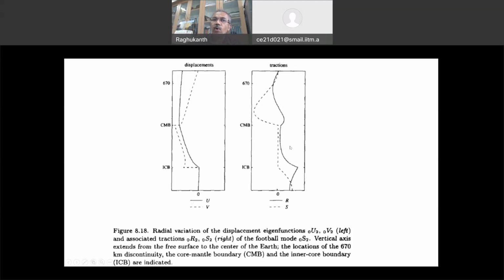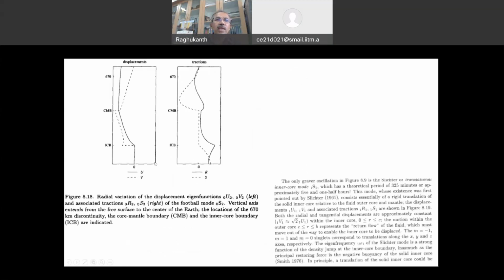Okay, for the football mode, it has been plotted also. I think for the football mode 0S2 has been plotted. So you can see the translation inner core boundary, of course, which has a theoretical period of 325 minutes, 1S1, approximately 5.5 hours. So like this, you can find out all the mode shapes also. We can easily calculate from our normal mode theory itself.